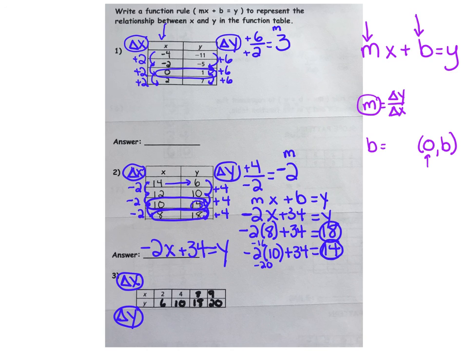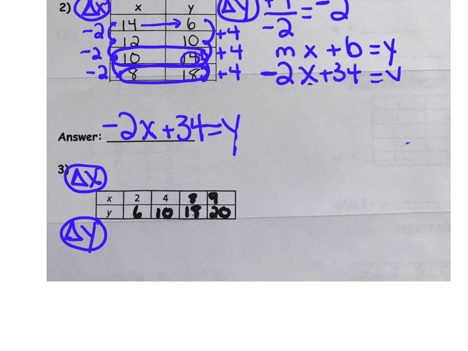And one more. Let's take a look at the bottom. Problem number 3. As we look at our delta y values, we see from 6 to 10, we increase by 4. But from 10 to 18, we grow by 8. And from 18 to 20, we grow by 2. Not necessarily a consistent pattern, but as we look at our delta x values, we grow by 2, then we grow by 4, and then we only grow by 1.